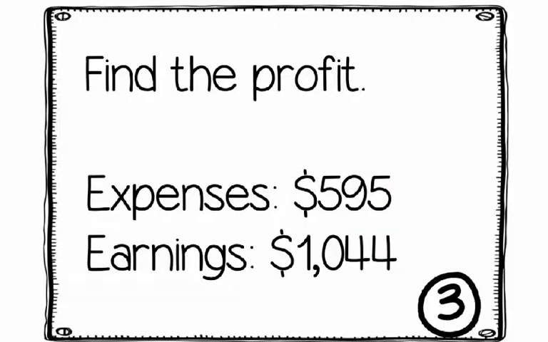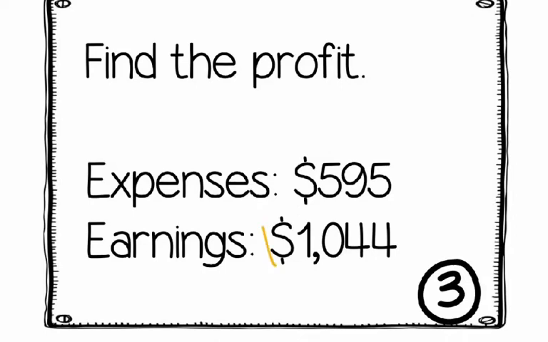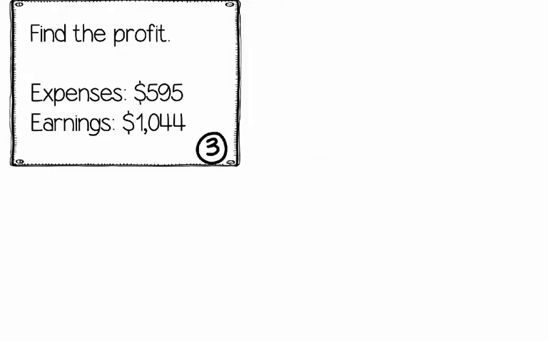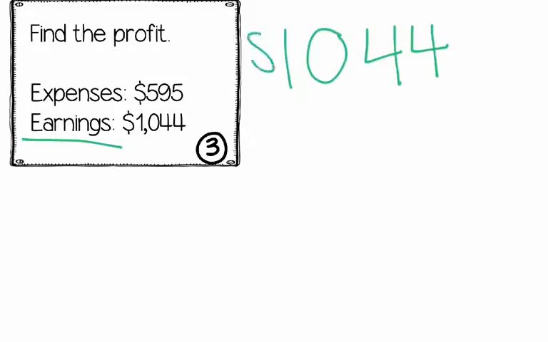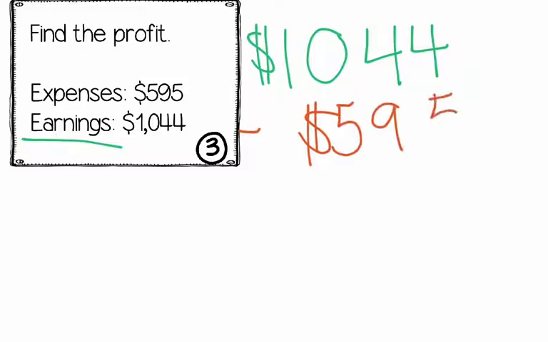Find the profit. Okay, so earnings is the same thing as income, so that is $1,044. So income minus expenses, my expenses are... $595 is my profit. So income minus expenses is profit.